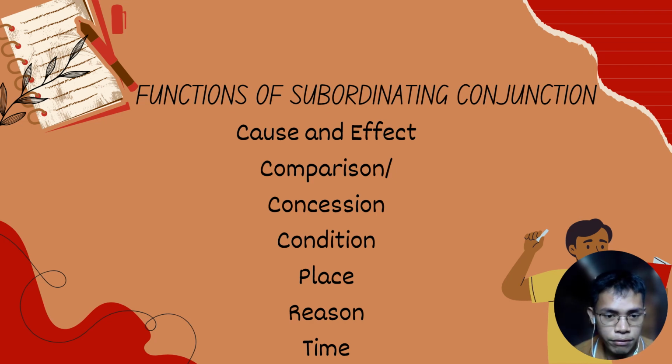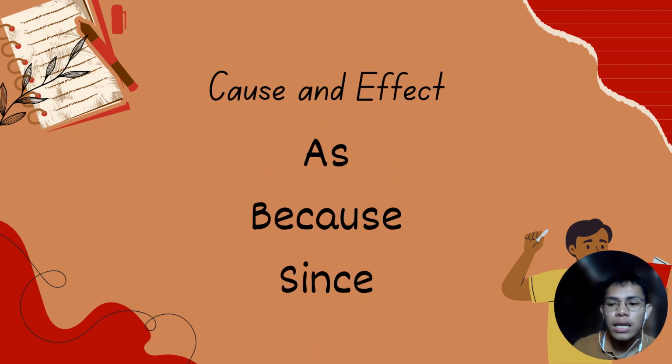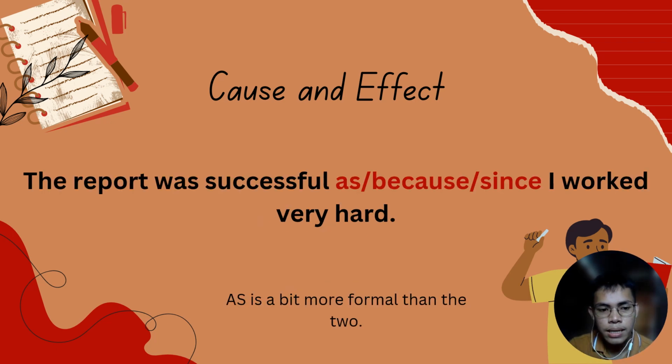So we have here the functions of subordinating conjunctions. We have cause and effect, comparison, concession, condition, place, reason, and time. Let's start first with cause and effect. I have already given an example earlier, but we have more examples here.